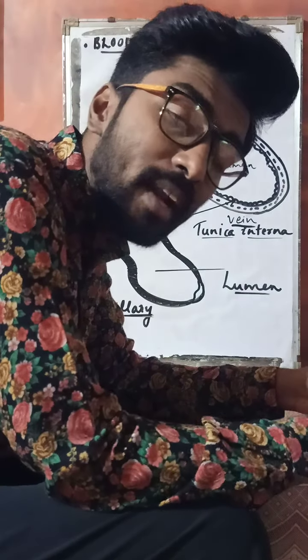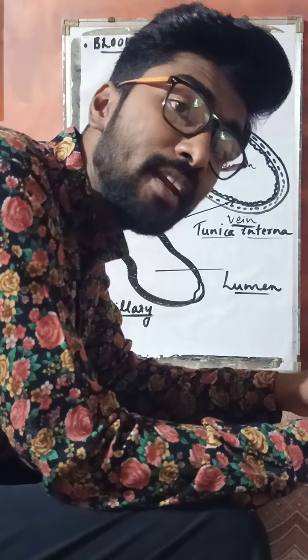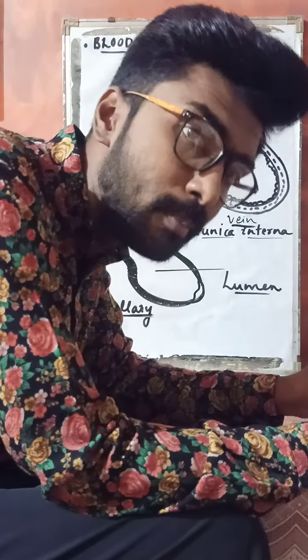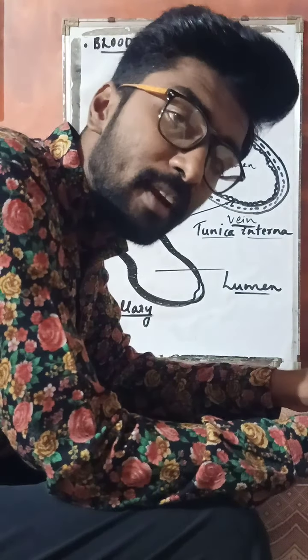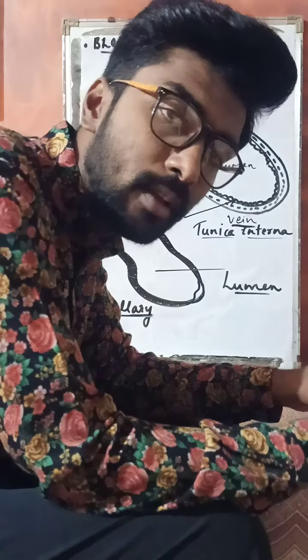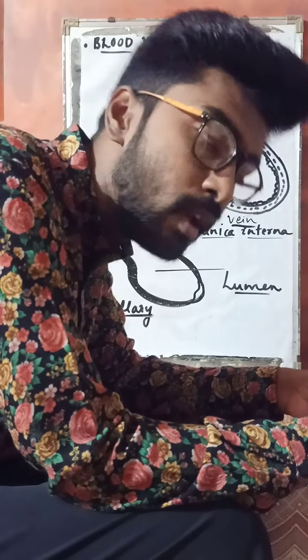Okay, but there is one exceptional artery which is called pulmonary artery which carries deoxygenated blood. Okay, all arteries carry oxygenated blood, but pulmonary artery is the exceptional artery which generally carries the deoxygenated blood.